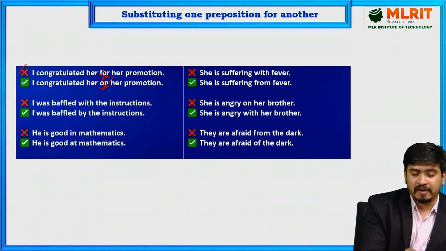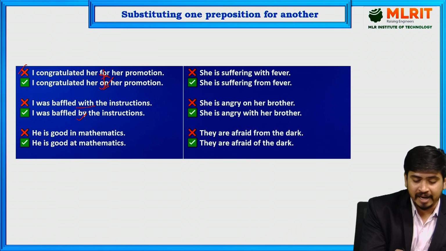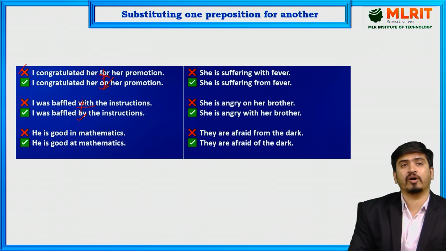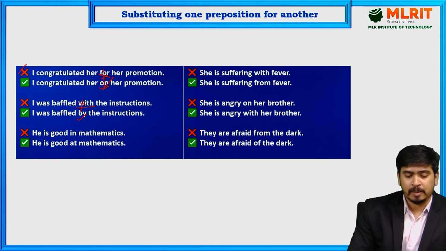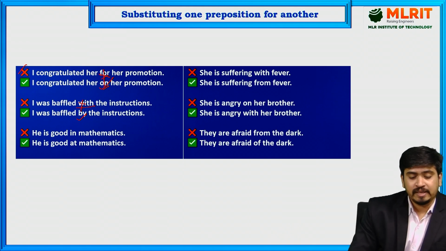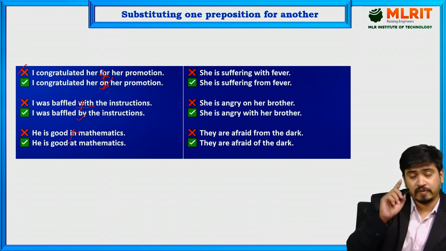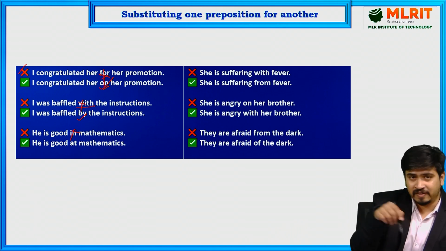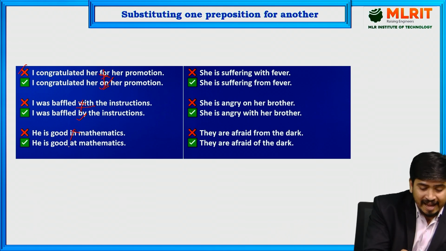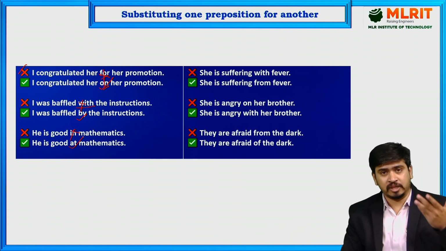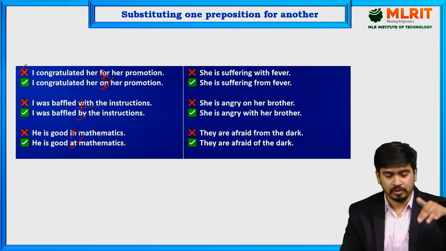I was baffled with the instructions. I was baffled by the instructions is correct. With is wrong. Okay. Next one. He is good in mathematics. No. From next time onwards, do not use in with subjects. He is good at mathematics. I mean, if you want to say that someone is good at some subject, use at.